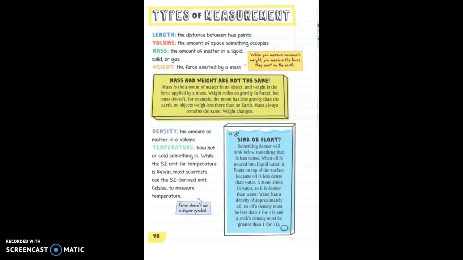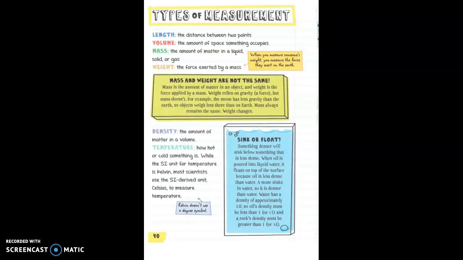Mass and weight are not the same. Mass is the amount of matter in an object, and the weight is the force applied by a mass. Weight relies on gravity, which is a force, but mass doesn't. For example, the moon has less gravity than the Earth, so objects weigh less there than on Earth. Mass always remains the same. Weight changes. Density is the amount of matter in volume.